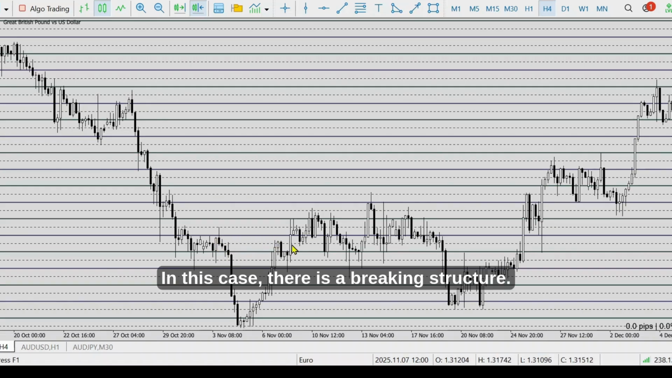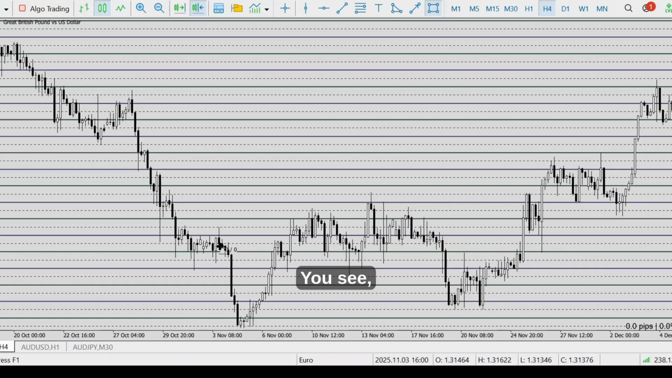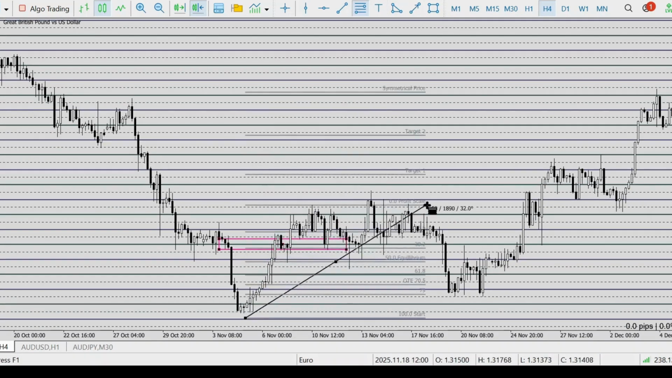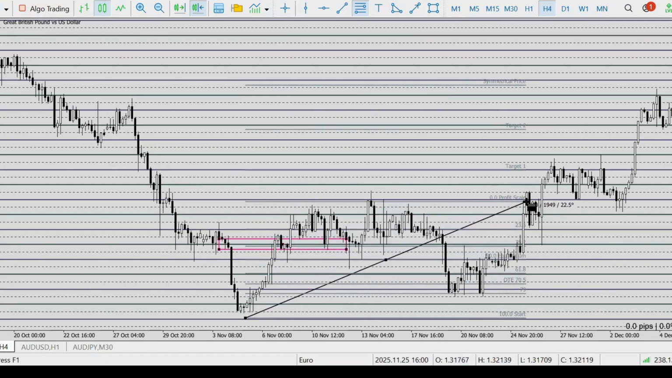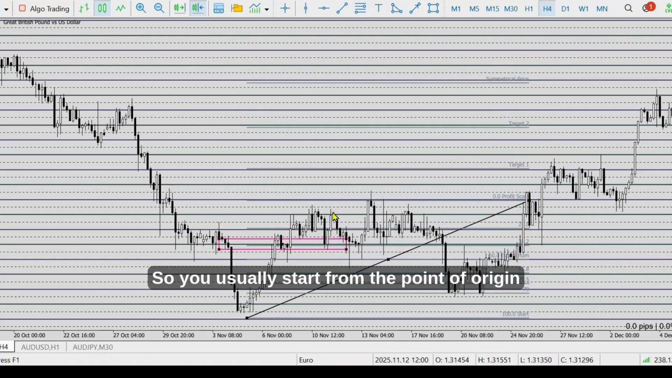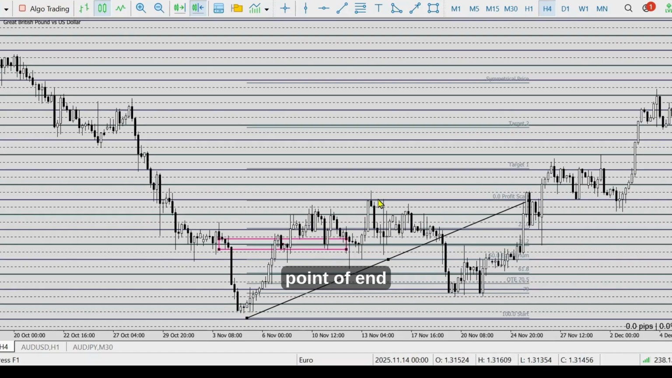In this case, there is a breaking structure. It was in all time frames. You see, this is a breaking structure. This is the impulsive move. Now, let us apply our Fib retracement tool. You usually start from the point of origin up to the point of end of the impulse.